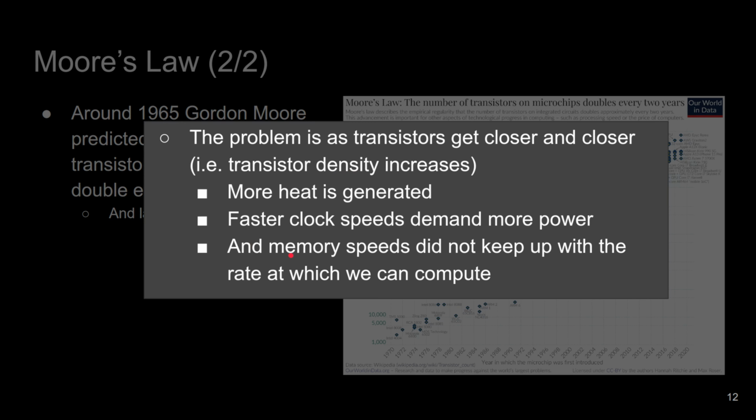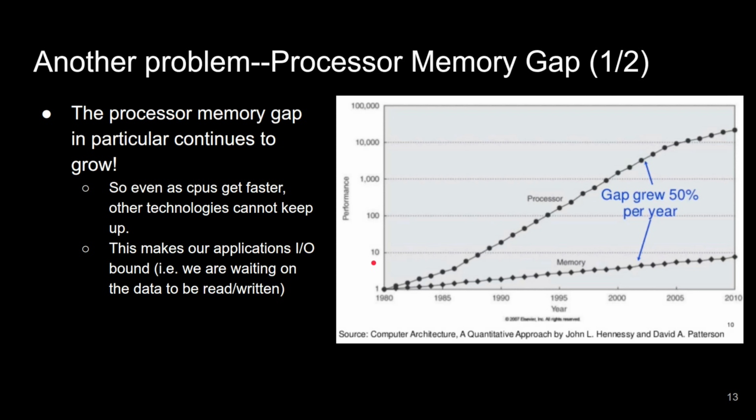And then the other issue is, we can compute things very fast, but memory, our ability to access data stored in our memory, whether it's from your hard drive, your RAM, or somewhere in your machine, just wasn't able to keep up with the speed at which we were able to compute things. Okay, so this is what's known as the processor gap.